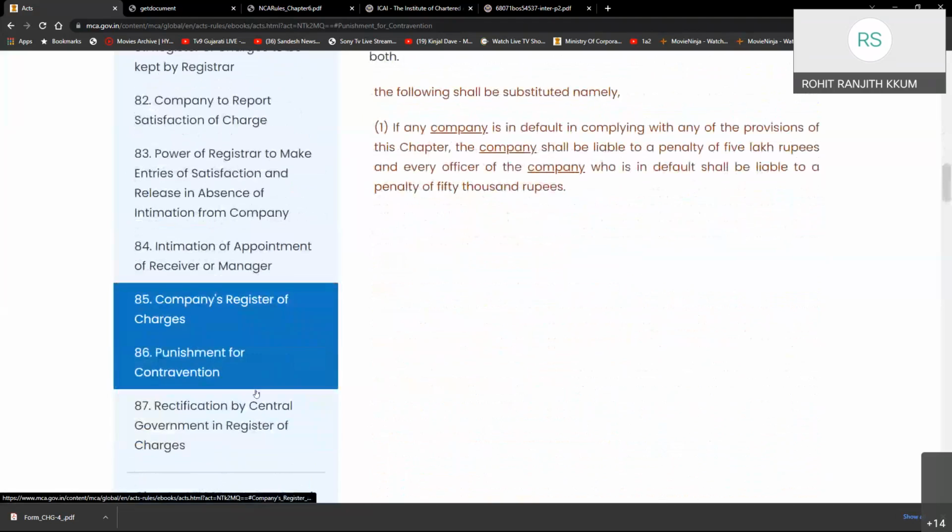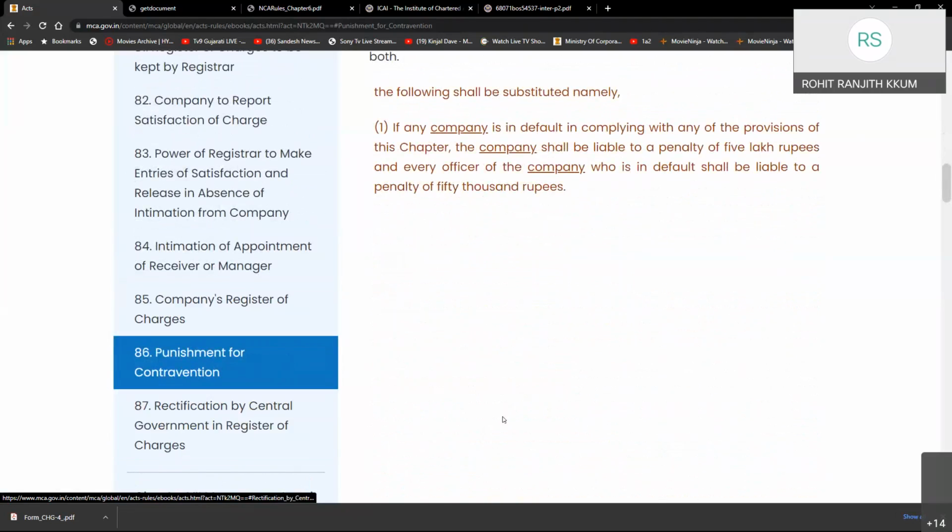After that, you come down to the last provision, rectification by central government in the register of charges. You tell me, even if the charge register is maintained, is there any possibility that ROC may put the wrong information? Possible or not? Sometimes by mistake, the form is mistakenly filed, some data are wrongly filed. So even after the consistent notices, if the ROC is not rectifying the register, then at the end, who has the right to order the ROC to rectify? The central government has the right to order the ROC to rectify the register on the basis of any application and on the basis of any mistake.